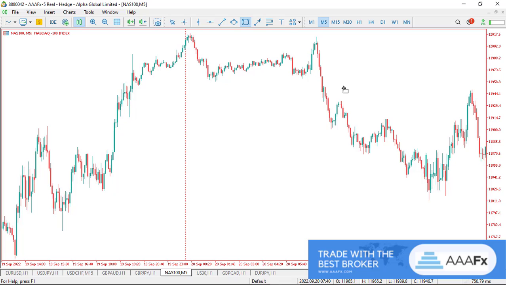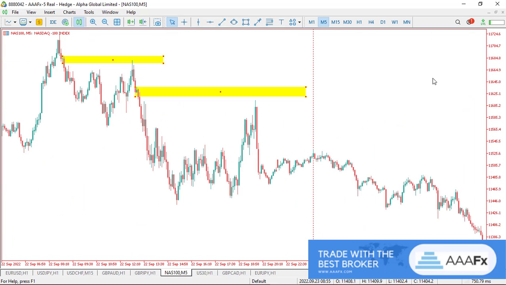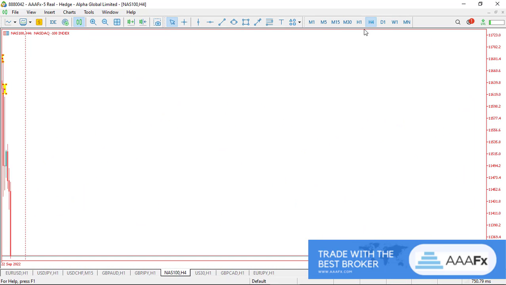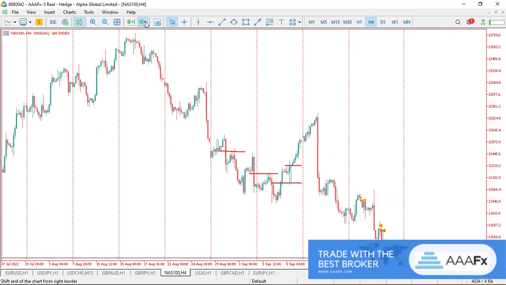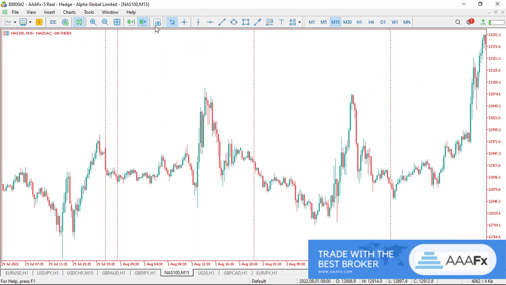So this is an easy way of doing top down analysis. You can do it from H4. You do the same with a downtrend. You identify your ranges, and you identify your parameters in terms of the 50% zones, the premiums, the discounts. You go to M15 and you look for your trades.